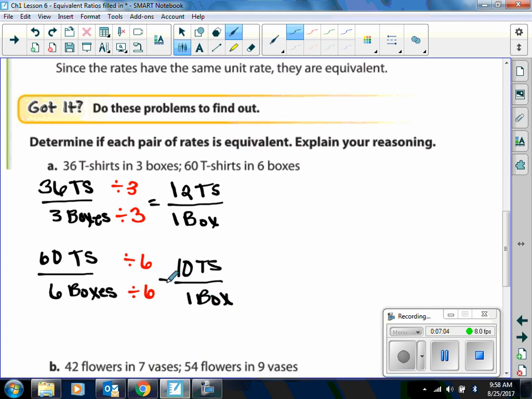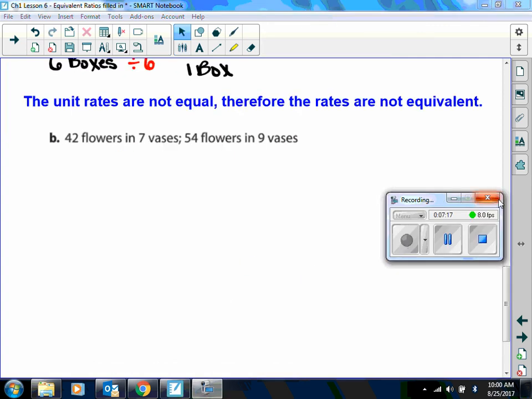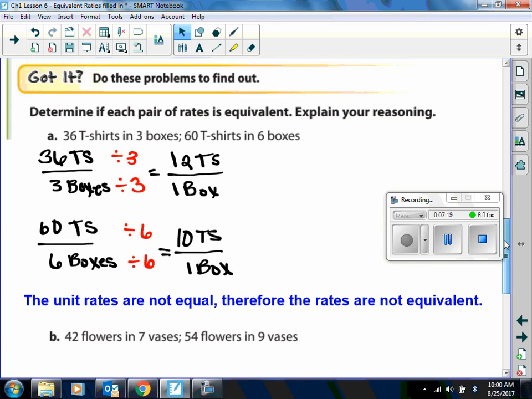So, are my rates the same? No. They are not the same, so that tells me that the ratios here, or these rates, are not equivalent. Let's write the sentence. So, for that one, the unit rates are not equal, therefore the rates are not equivalent. So let's do letter B.